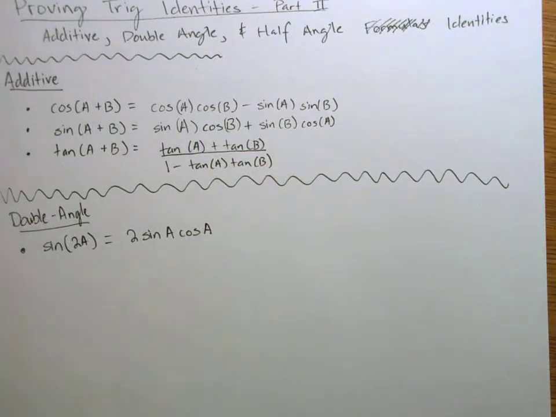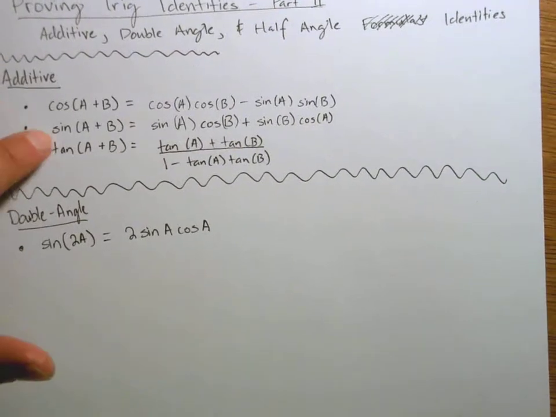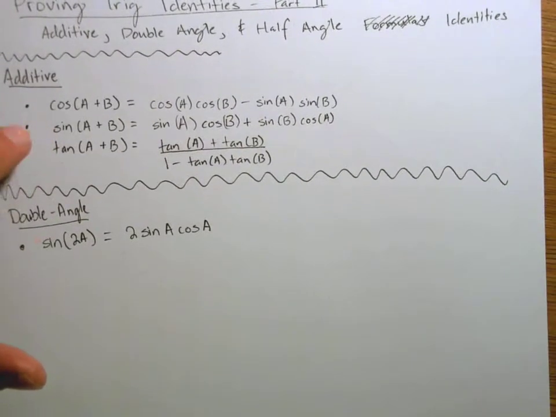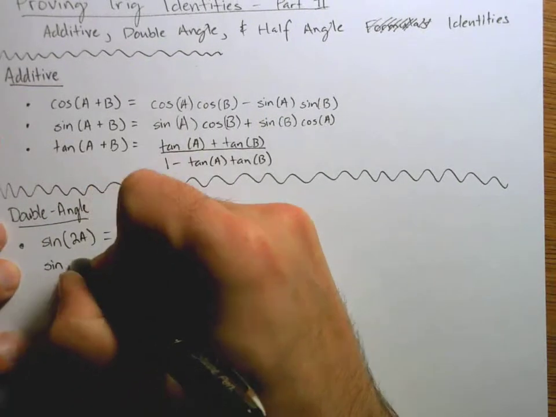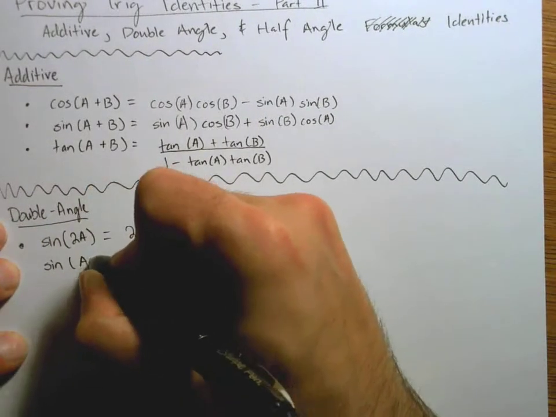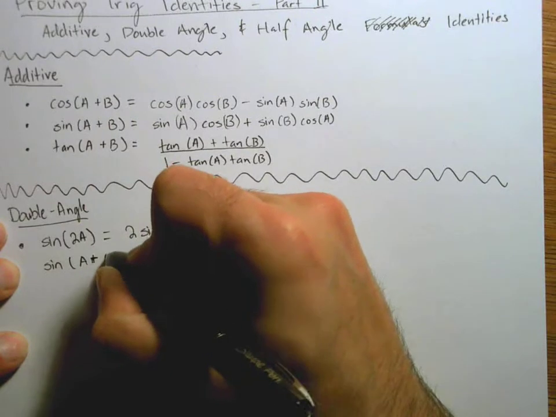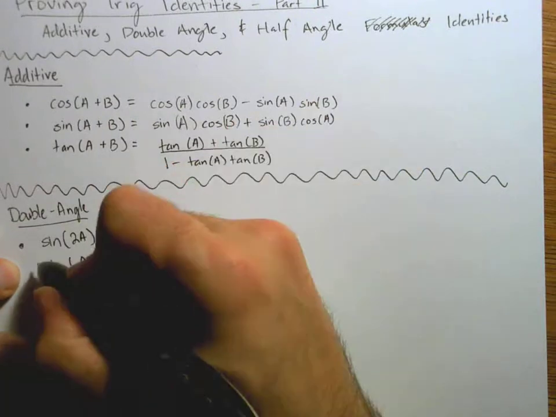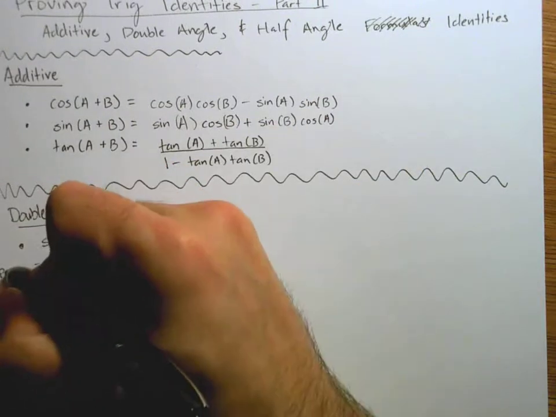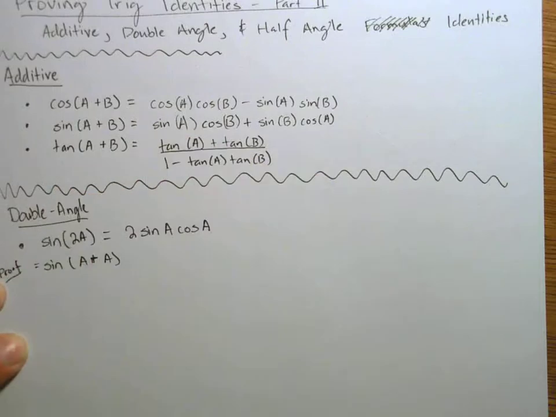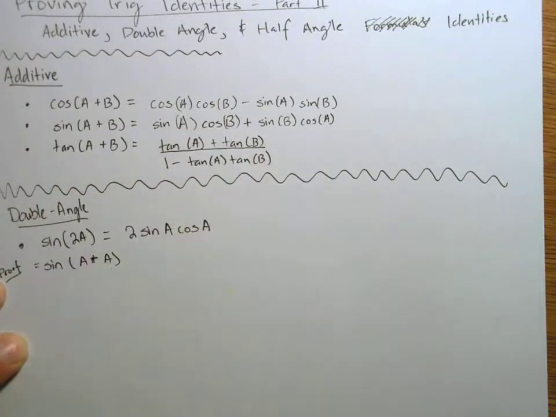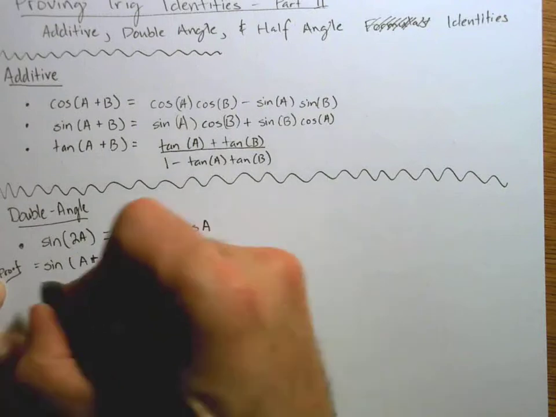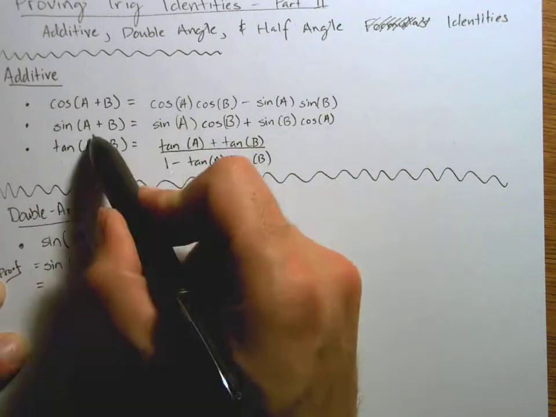How can I prove this? I'm going to use these additive identities. So it's sine of 2a. That's like saying sine of a plus a. Right? So now here's the proof. Sine of 2a is like saying a plus a, right? That's 2a. You're good with that? Good. Let's keep going.